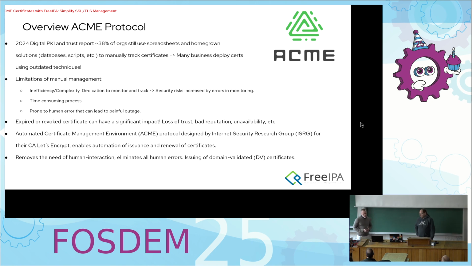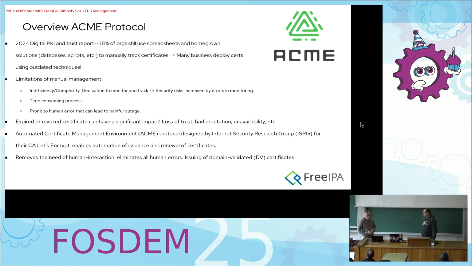Okay, in 2024, Digital PKI and Trust report that approx 38% of organizations are using manual procedures to track and manage certificates and outdated and legacy methods. And this has a lot of limitations that we already know, like it's an inefficient process, it's also so much complex, time demanding, and really prone to human error. And this can lead us to a significant impact and painful outage, as we know. For example, this can produce loss of trust, bad reputation, or unavailability of services.